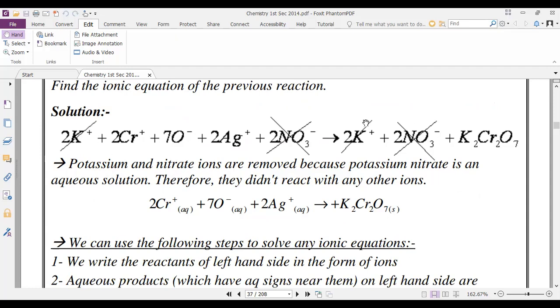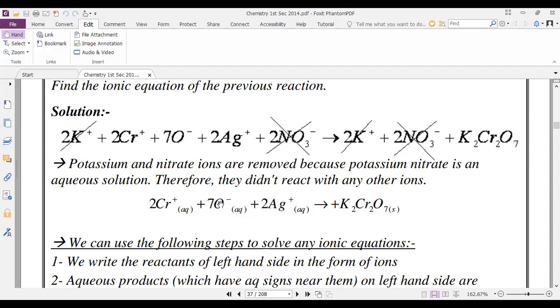Potassium and potassium, nitrate and nitrate will be removed, because potassium nitrate is an aqueous solution. Therefore, they didn't react with any other ions. So what is the product?